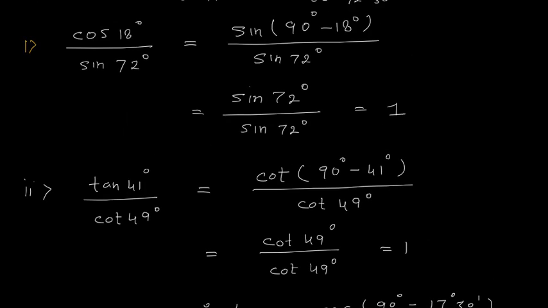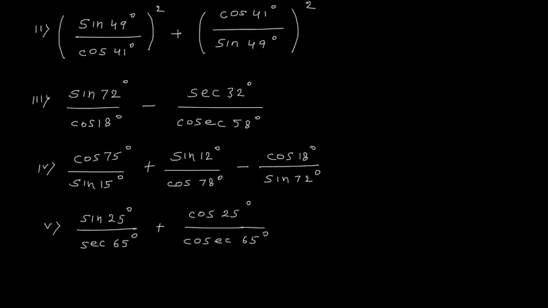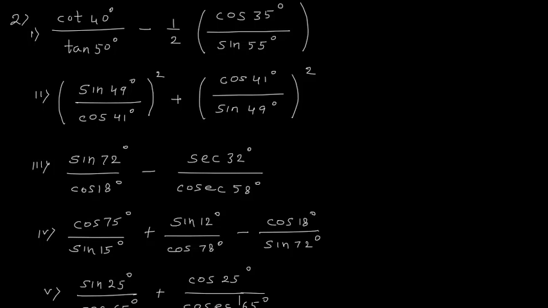So here you have understood that you can change sin in cos, cos in sin, tan in cot, cot in tan, cosec in sec and sec in cosec. Okay, so now let us go to the second question. Now here we have a set of 5 questions. First question is cot 40 degree upon tan 50 degree minus half cos 35 degree upon sin 55 degree. Okay, so we have to calculate its value.